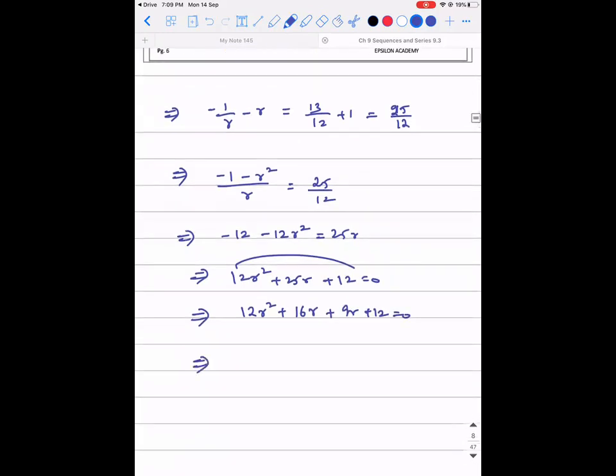So what can we take out common? Can we take out 4R? It will be 3R plus 4 plus 3, 3 can be taken out. It will be 3R plus 4, which will be 0, which implies R is equal to minus 4 by 3 or minus 3 by 4. You will get the same thing, right? Minus 4 by 3 or minus 3 by 4.